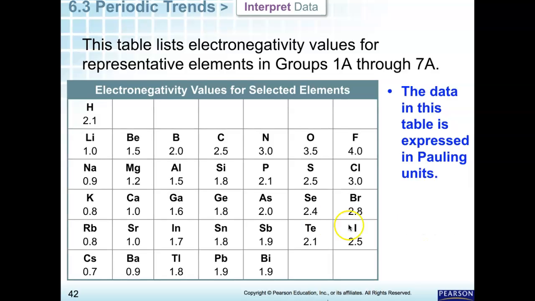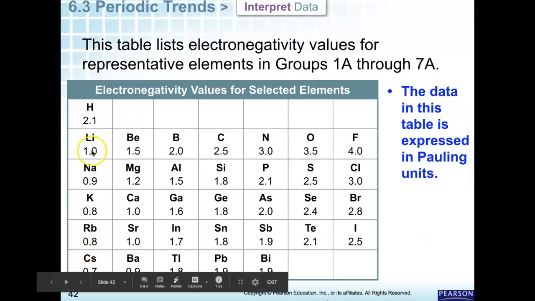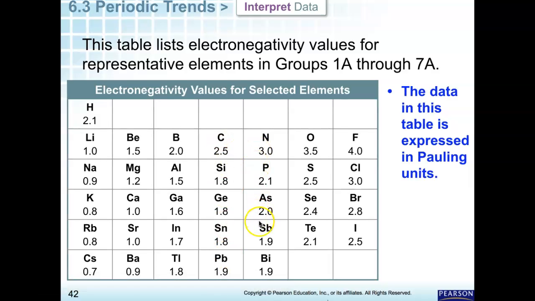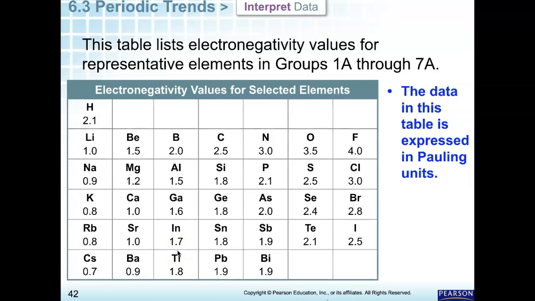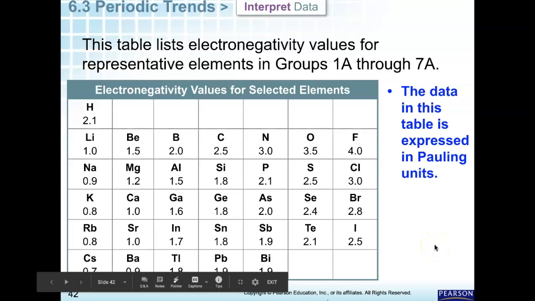What they've done here is arrange things in groups, and you can see clearly that down the group, you have a greater electronegativity. Is it greater? No, pay attention. As you go down a group, the electronegativity decreases. You can see the numbers are getting smaller. Why would that happen? Because electronegativity is how much you can attract electrons to yourself.